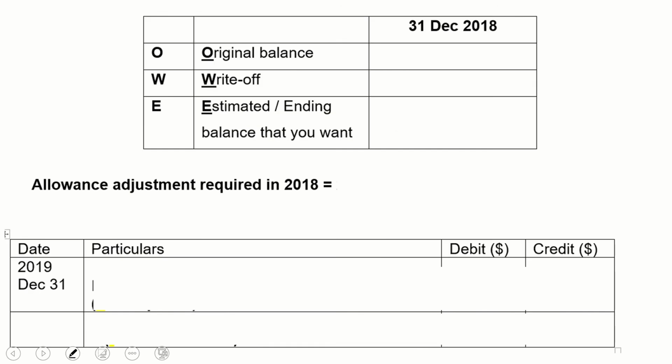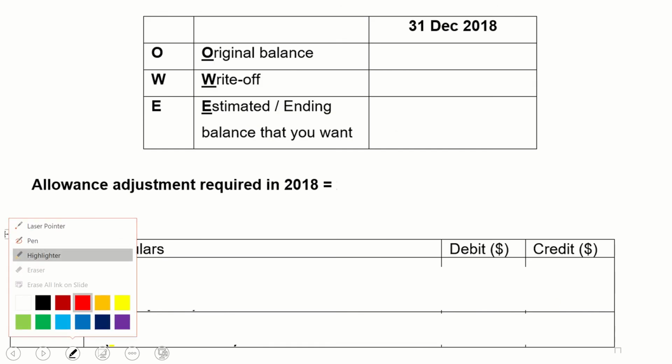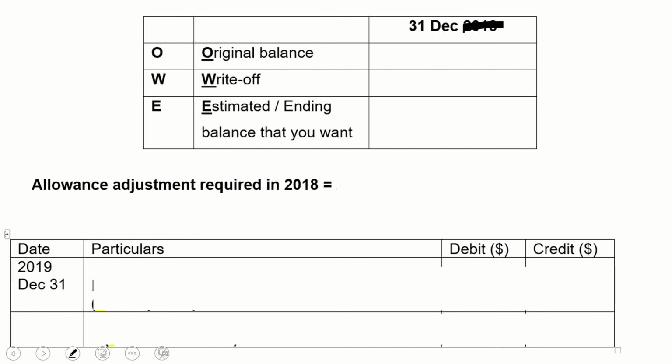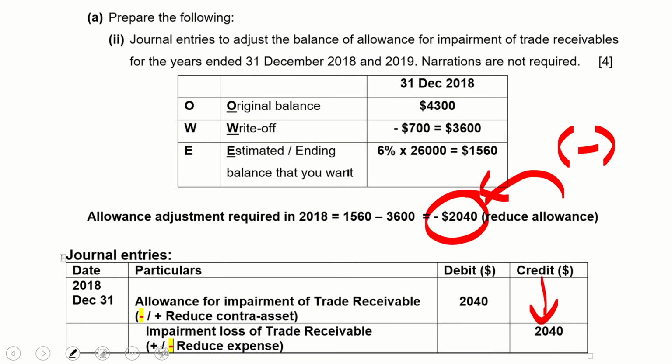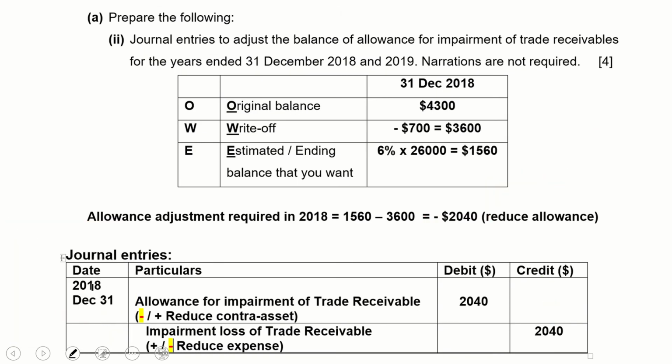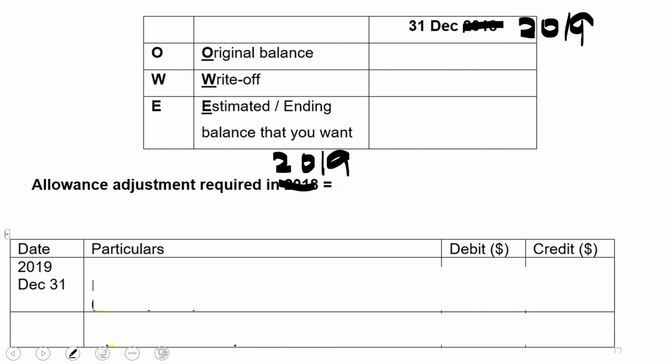In the next year, 2019, so no longer 2018, now I'm talking about 2019. In the next year, 2019, what is happening? Firstly, I have to write down my original balance again. Where is my original balance? Last year, I ended the year with $1,500, right? This is the ending balance. So last year's ending balance is the next year's 2019 opening balance, the original balance.